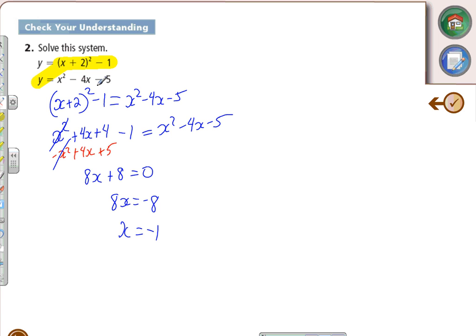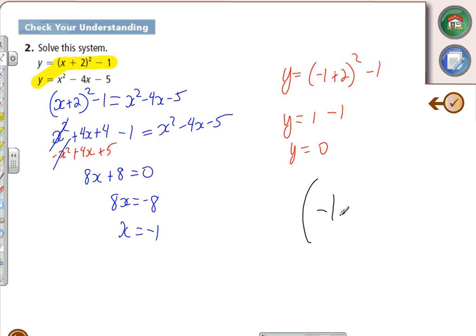So take our negative 1, plug it into either one of these. Doesn't matter which one you use. I'm just going to use the first one. y is equal to negative 1 plus 2 squared minus 1. y is equal to 1 squared, which is 1. So y is equal to 0. And my intersection point, and there's only one of them here, is negative 1 comma 0. Again, if you wanted to, you could verify this on your calculator.